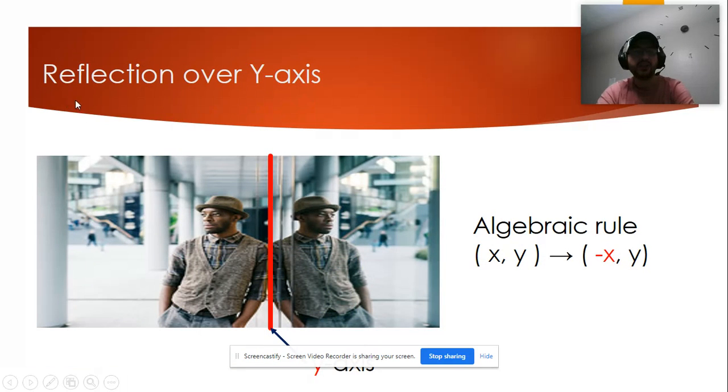because the reflection is over the x-axis. If the reflection is over the y-axis, like this example, then the rule will be (x, y). Now since it's over the y-axis, the one that I'm flipping is the x. So if the x is positive, now it will be negative. If the x is negative, now the x will be positive and the y stays the same.